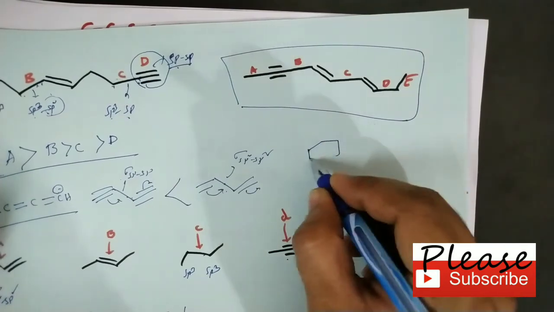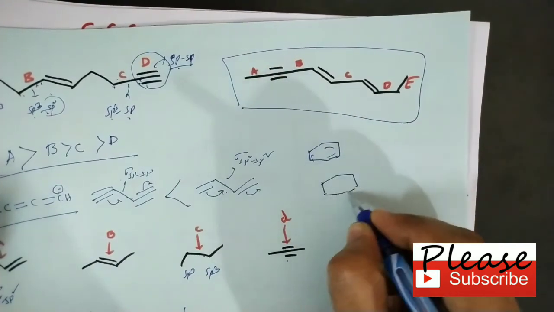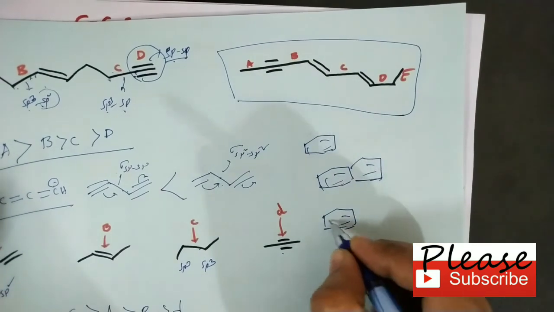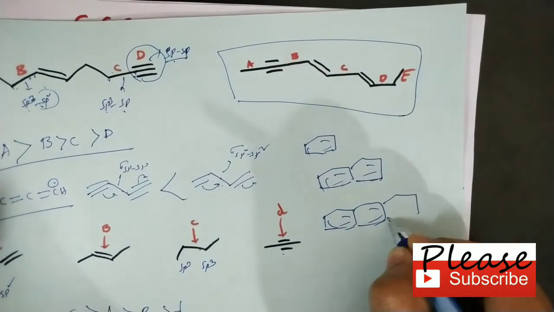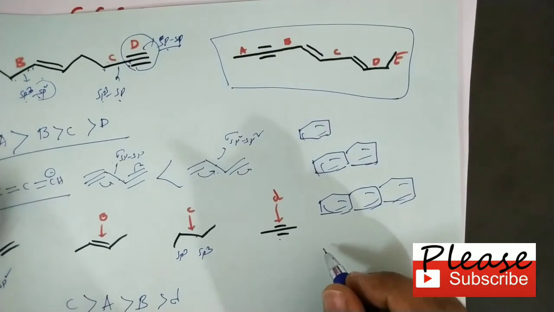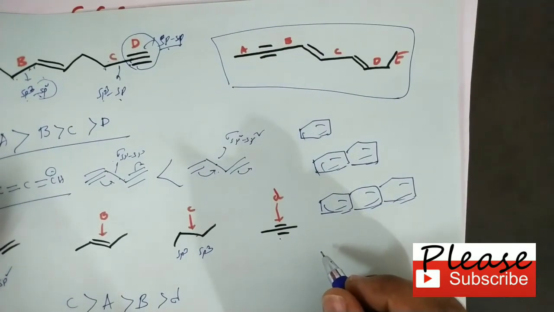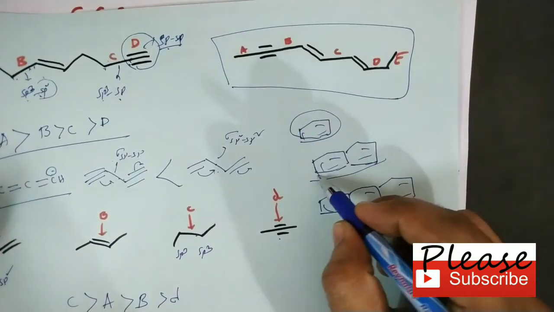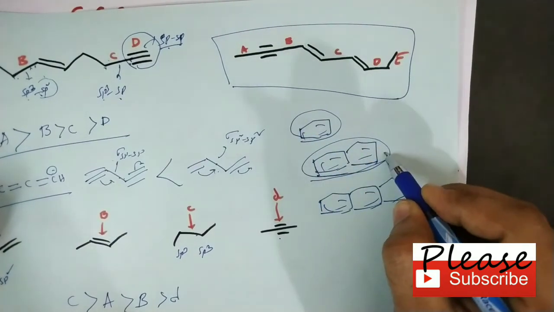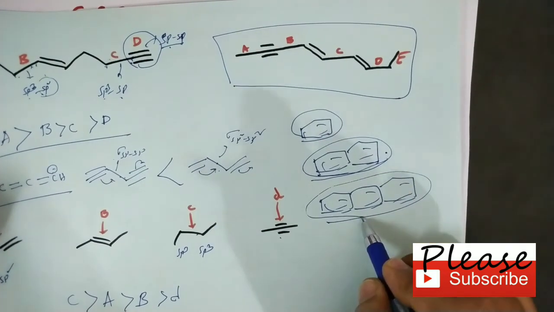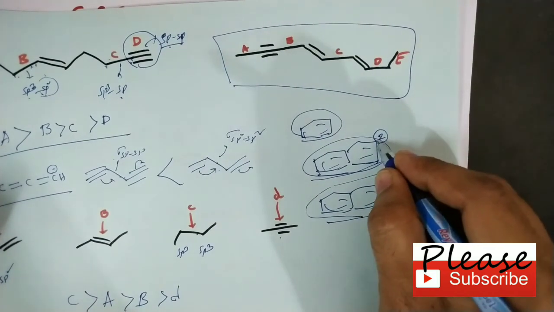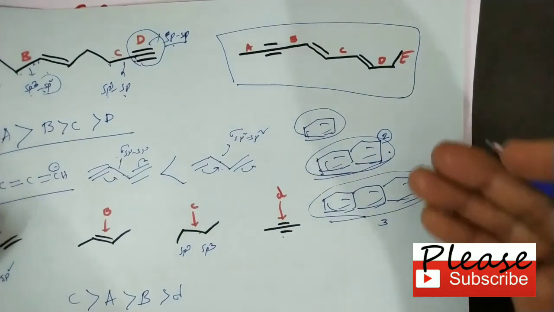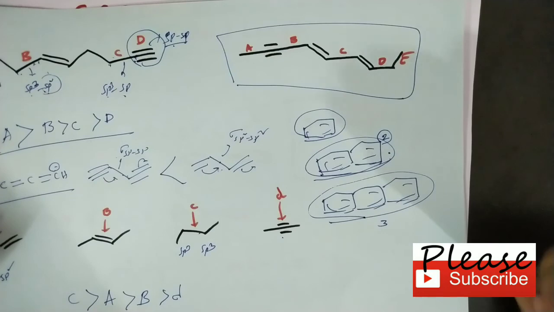In the next video I will discuss bond length in benzene, bond length in naphthalene, bond length in anthracene, bond length in pyrene, and bond length in phenanthrene. In benzene all C-C bonds are equal, but in naphthalene all C-C bonds are not equal. Here also all C-C bonds are not equal. Here two types of carbon-carbon bonds are present, and here three types of carbon-carbon bonds are present. So let us discuss this concept in the next video.